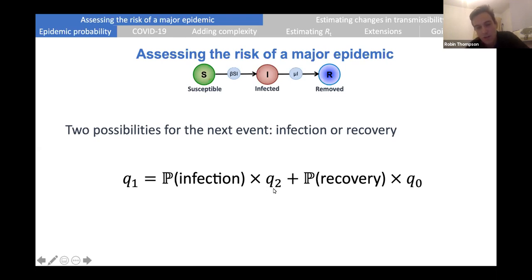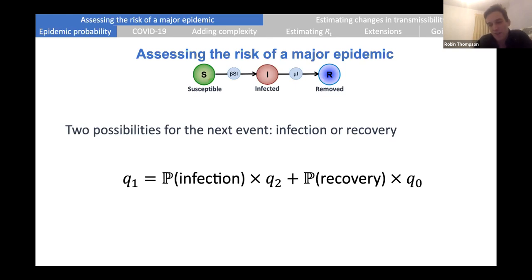And then Q subscript two, that's the probability of no major epidemic starting from two infected hosts. And this is where you can make a branching process approximation. So if you assume that those two infected hosts are independent, that infection lineages from those hosts are independent, then in order for there not to be a major epidemic, you need no major epidemic from the first infected host, and you also need no major epidemic from the second infected host.